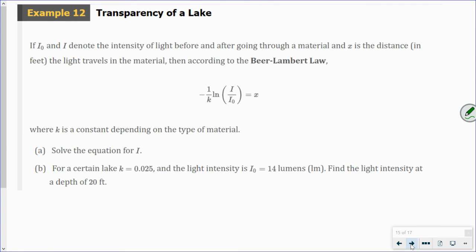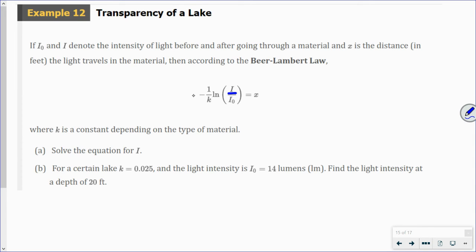Okay, so I got some word problems here. Lake transparency. If I naught and I denote the intensity of light before and after going through a material, and x is the distance in feet the light travels in the material according to the Beer-Lambert law, where k is a constant depending on the type of material. So our first thing here is to solve for I. So I'm trying to solve for this variable right here.